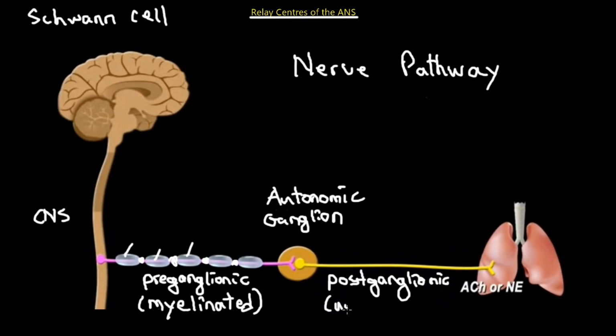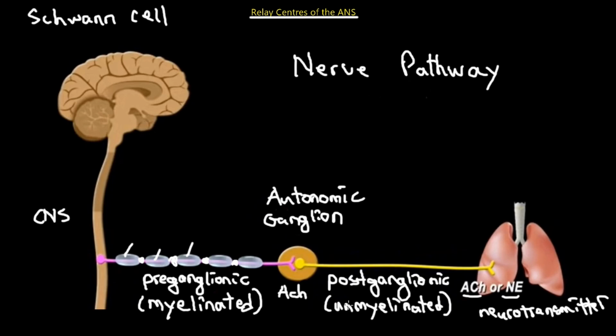Now the postganglionic fiber does not have the myelin sheath. It is unmyelinated. Also, the acetylcholine right here and the norepinephrine are neurotransmitters that are used to transmit the signal. These are chemical signals that are going to be able to be absorbed by the organ, and then lead to the activation of a further action potential. And here at the autonomic ganglion, the signal will be transmitted only by acetylcholine, not norepinephrine.